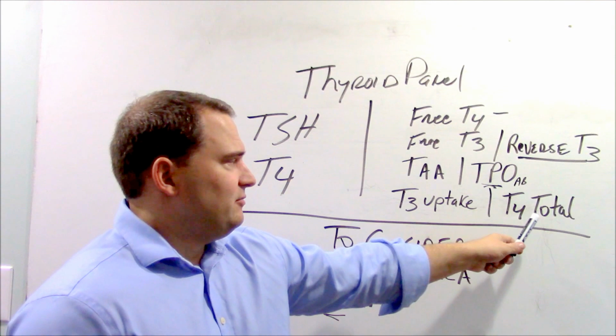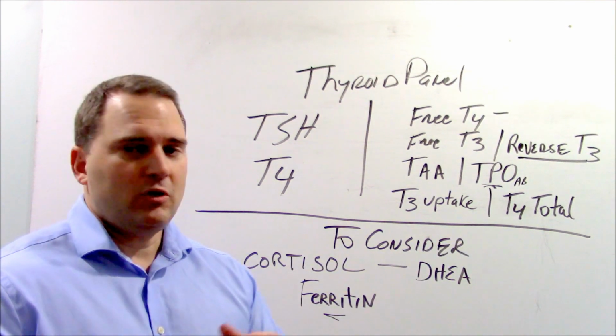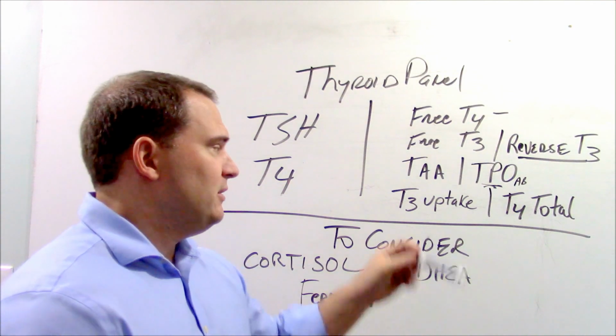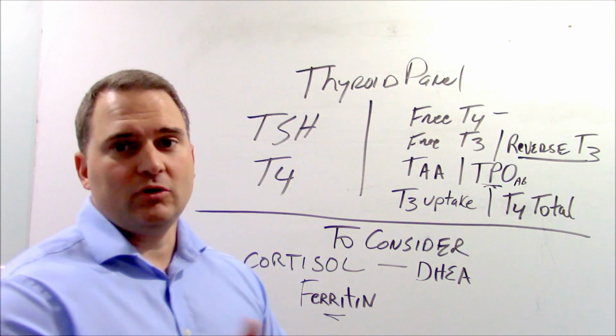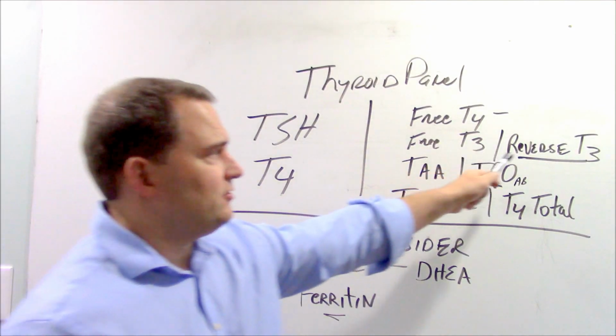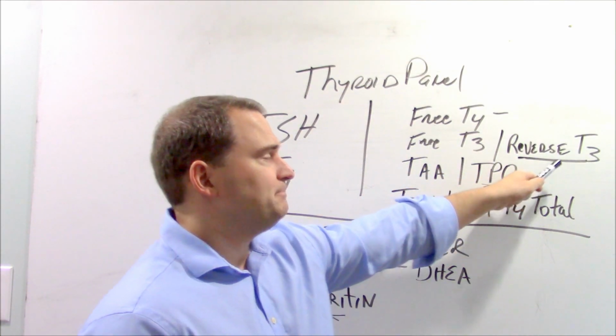T3 uptake and T4 total are ratios of what's bound versus what's a total amount. And so these kind of tell us the dynamics of what's going on with the thyroid. And they're pretty interesting. Now the other thing is this is called reverse T3.